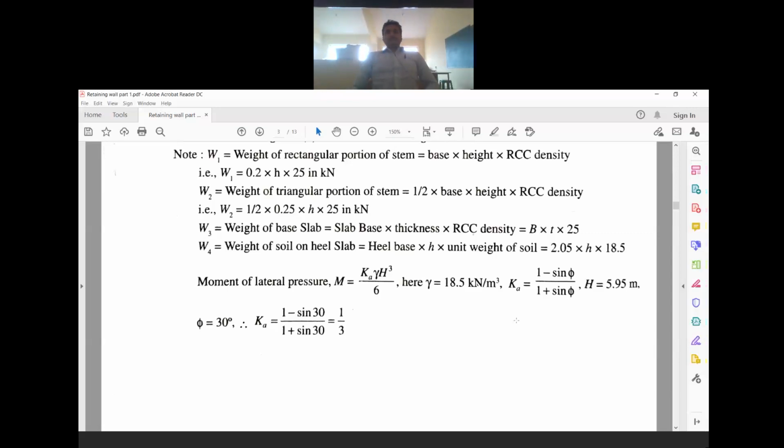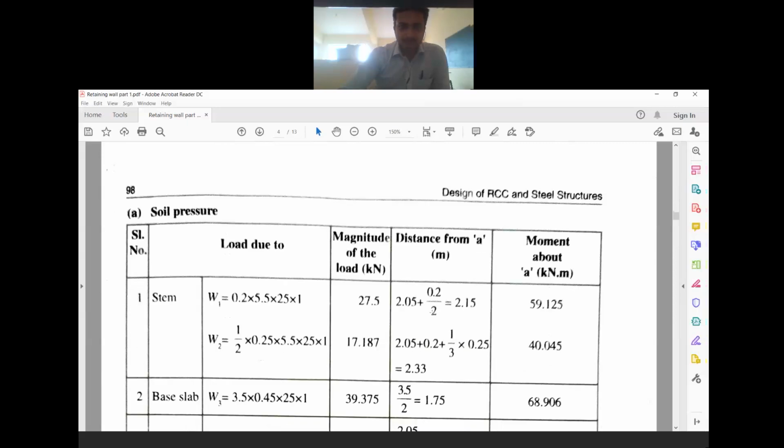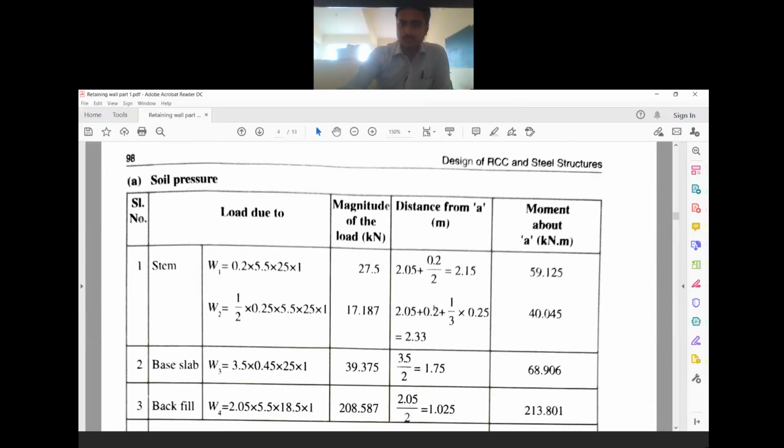So observe here. Ka is 1 by 3. Ka is 1 by 3. Now we have to do the soil pressure calculation. We shall continue this step in the next class.